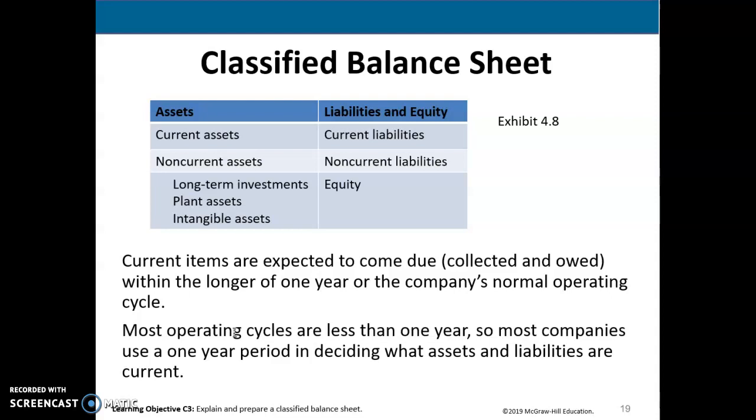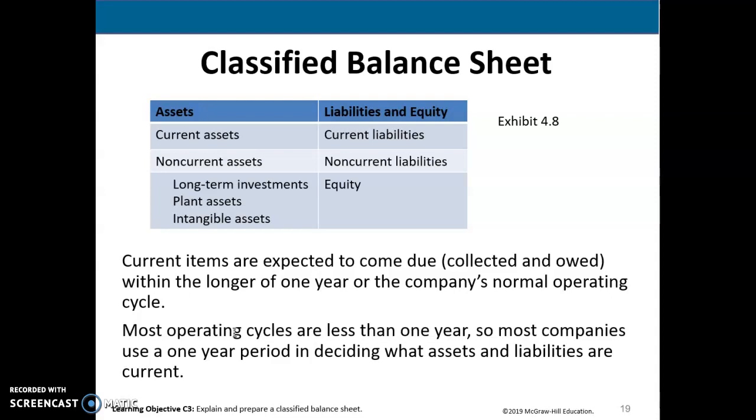And then on the liability and equity side, we're going to have current liabilities and non-current liabilities. So our current liabilities are going to be the liabilities that are going to be paid within 1 year, but we also are going to have long-term liability or non-current, and that means that it goes longer than 1 year.